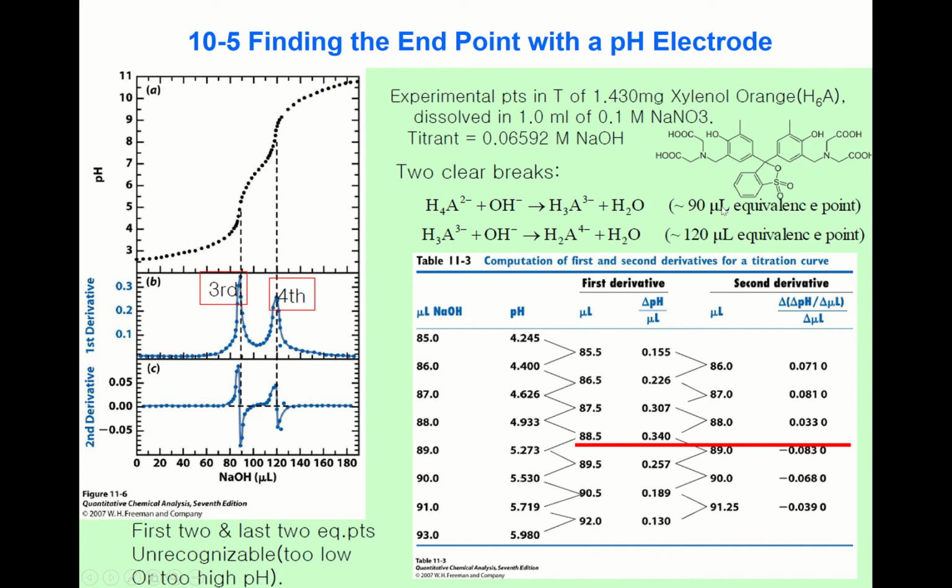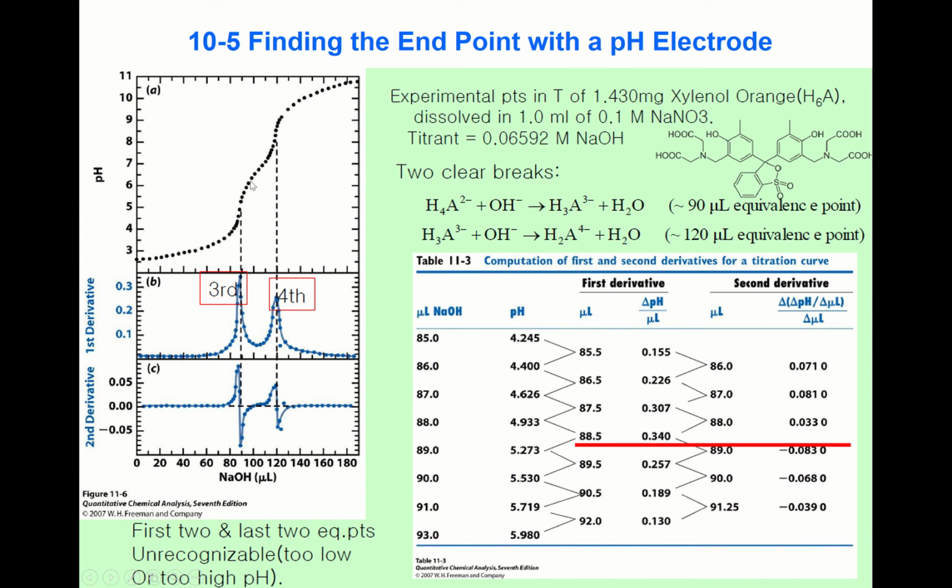How many? Which protons here? Here, carboxyl protons: 1, 2, 3, 4, and the other 2 protons are here, the OH protons, 5, 6. So a total of 6 protons can be dissociated. And this is the titration curve. Nothing seems to happen here, and then here there is a sudden increase.